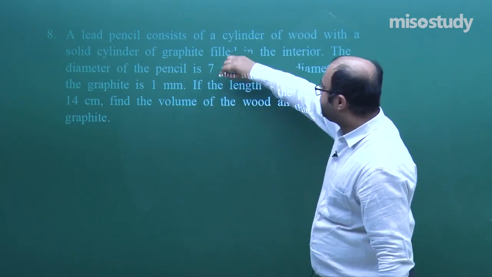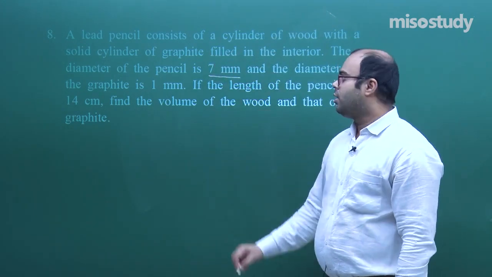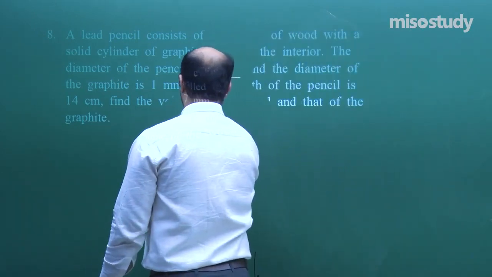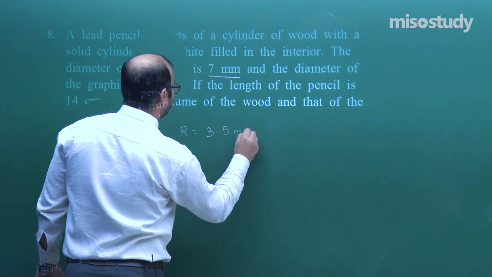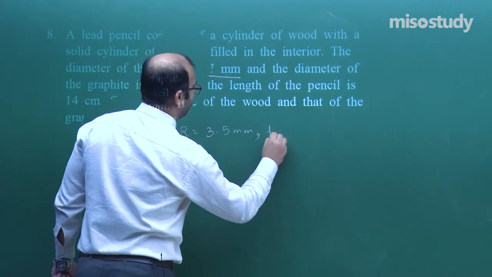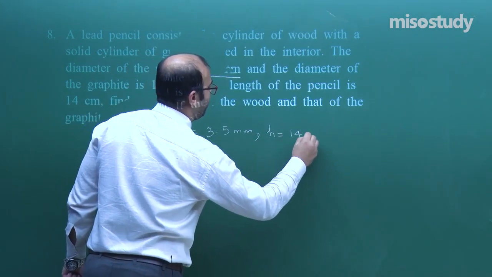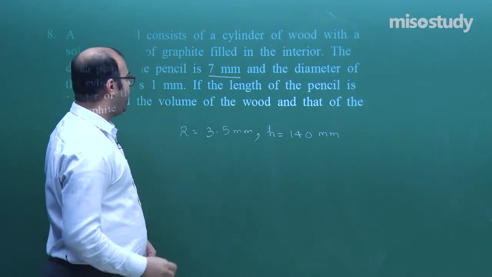So, first let us see, 7 millimeter is the diameter of the pencil. So, what is the radius of the pencil? Radius of the pencil is 3.5 millimeter. The height of the pencil is given 14 centimeter, that is length. It is 14 centimeter, we can write it 140 millimeter. In millimeter we are taking everything.